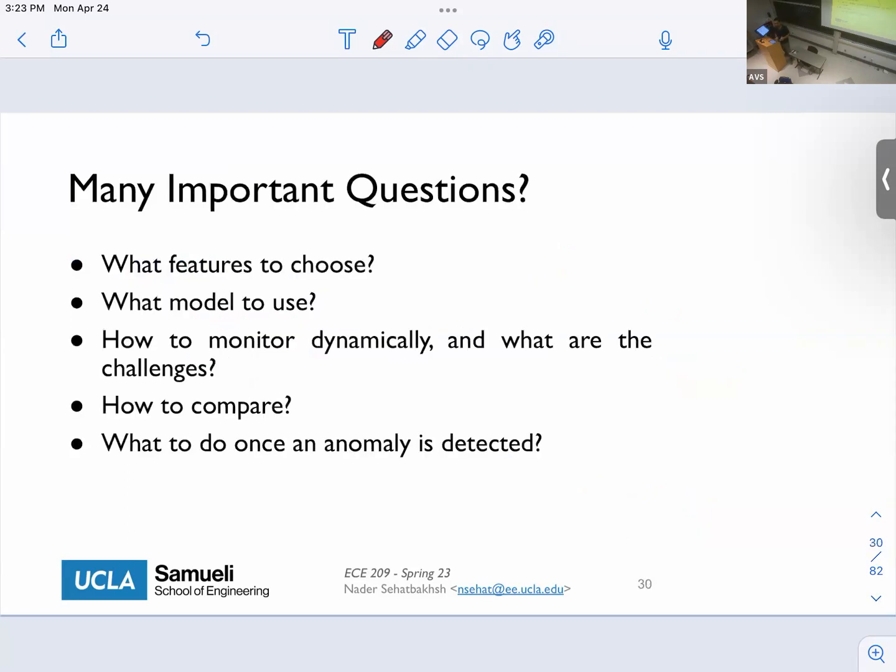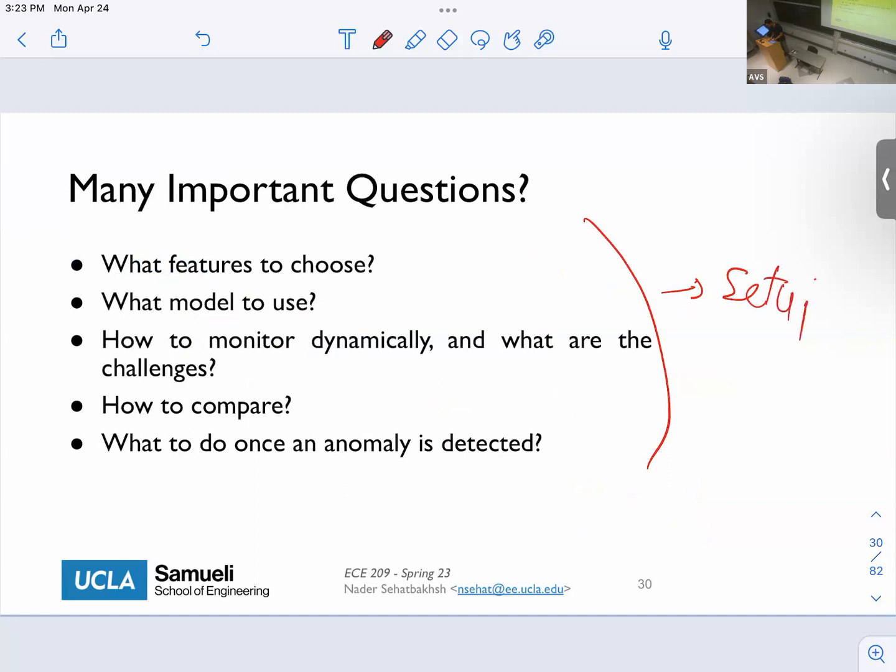So there are many important questions, like what features to use, what model to use, how to monitor dynamically, what sort of granularity of monitoring do we need, what exactly are we comparing, what sort of metrics should we use, and then what should we do even when we are detecting the malware. So all these questions are very important and valid questions. And to answer this really depends on your setup.